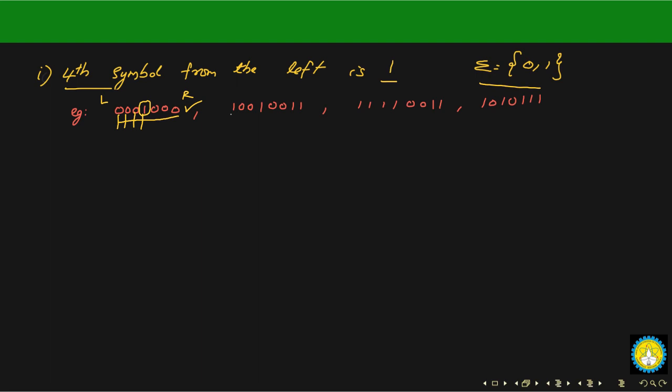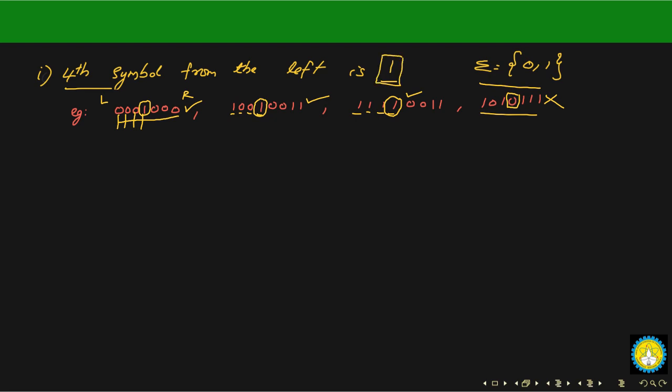Similarly, look at this string, which also has a 1 as its fourth symbol. So this has to be accepted. This one also has 1 as the fourth symbol, and hence this string also has to be accepted. But look at this string. It has 0 as the fourth symbol. So this string should not be accepted. So our NFA should be designed in such a way that it will accept all the strings whose fourth symbol from the left is 1.